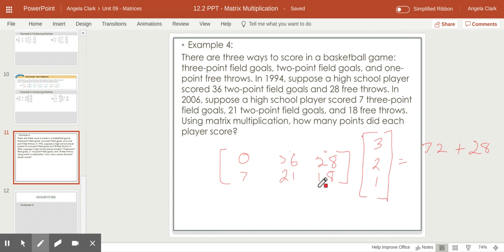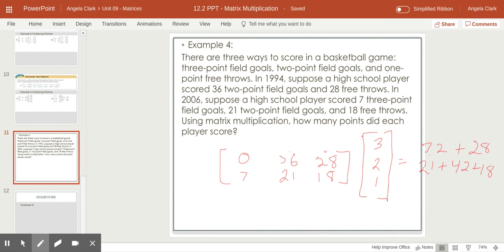So then the next row, first column, I have 7 times 3, which is 21, plus 2 times 21, which is 42, plus 1 times 18, which is just 18.